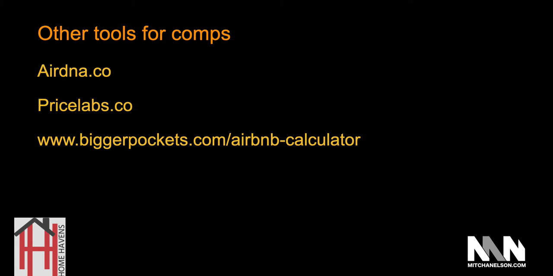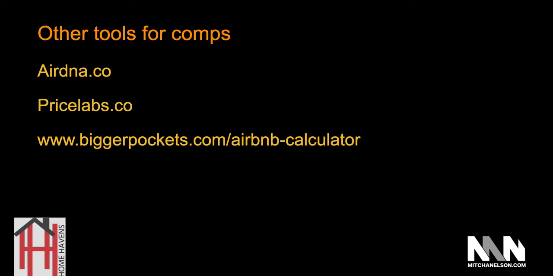Okay, so if all those slides just looked real confusing to you, there are other ways you can run comps. AirDNA is the best software that you can purchase to buy numbers for comps. They scrape all of the listing sites like Airbnb, VRBO, HomeAway every day. They compile that information so you can put in an address.